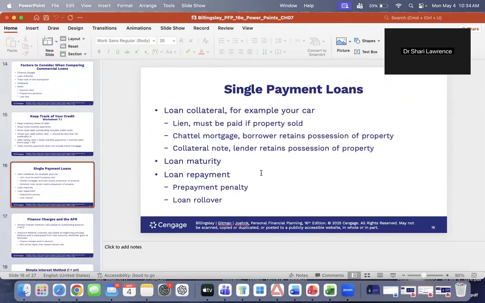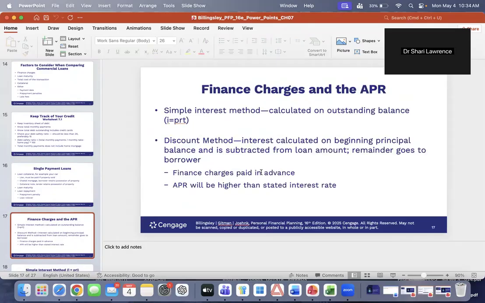Single payment loans, I'm not even going to bother with those because nobody really gets those. They're not very common. Most loans are paid monthly. The APR is the interest that's charged, the annual percentage rate. When you get the loan, on the front page, they have to tell you what the interest rate is and any finance charges. If you go through a bank, you're not going to have any finance charges paid in advance. You're just going to have the interest rate.